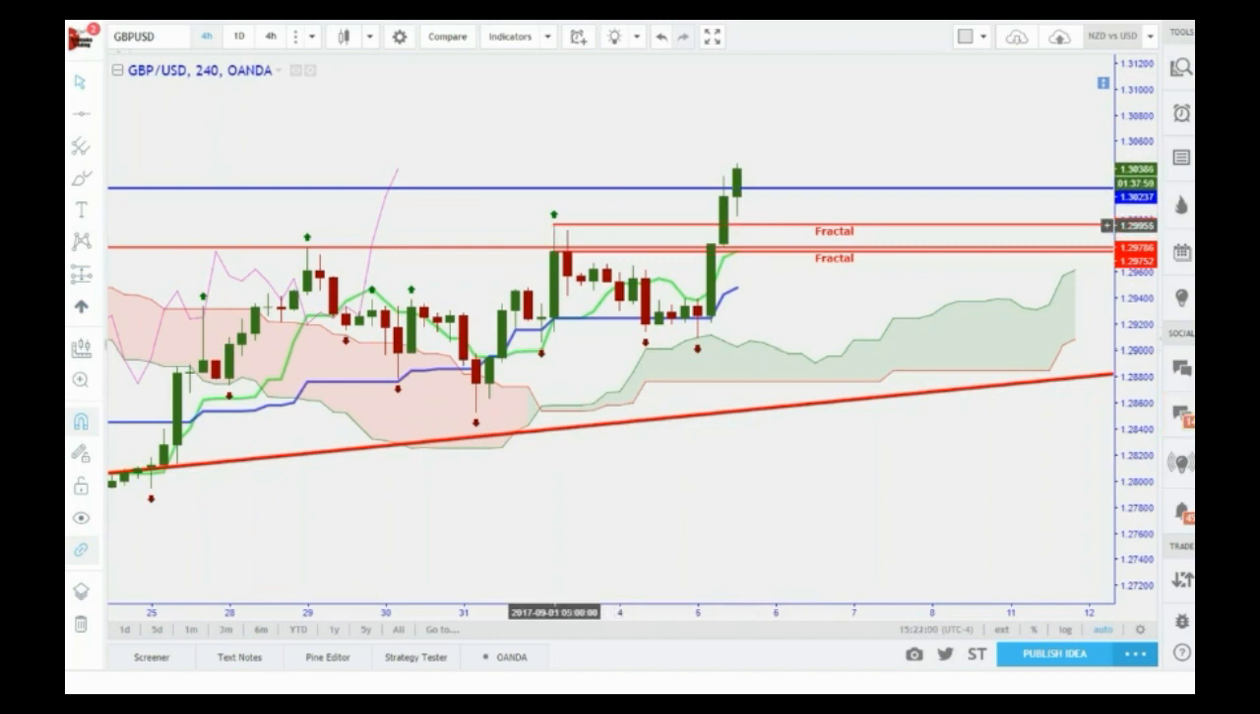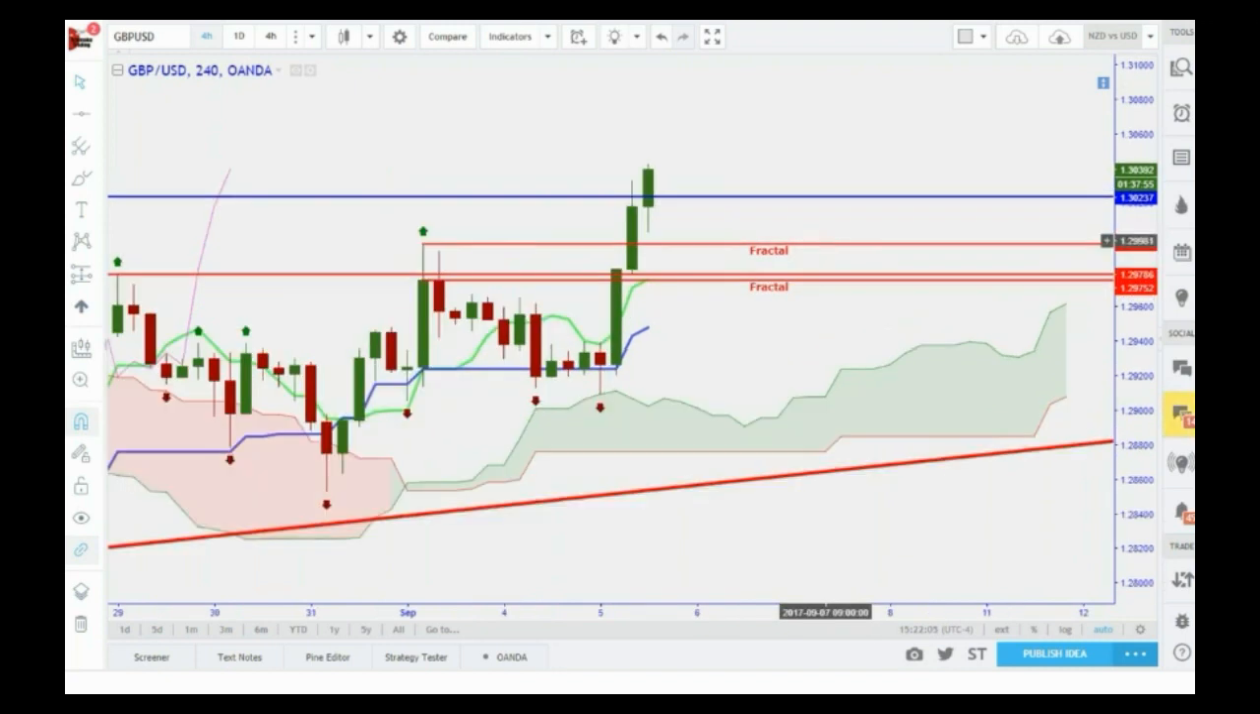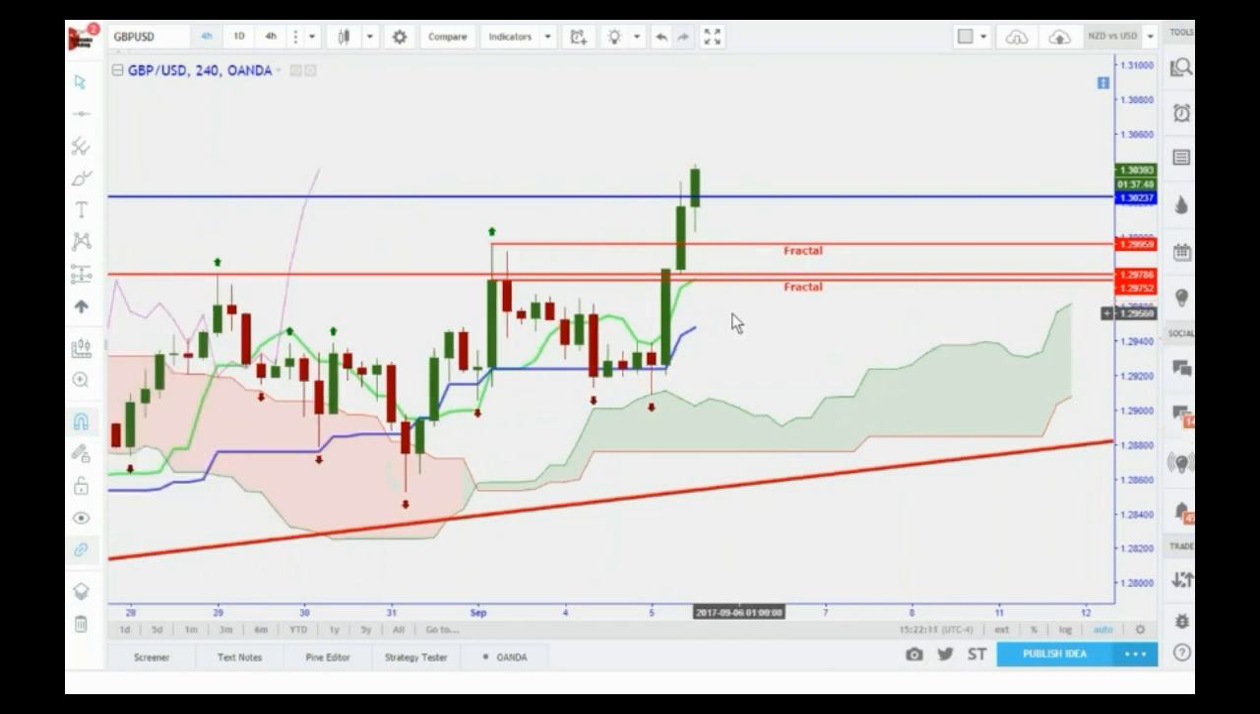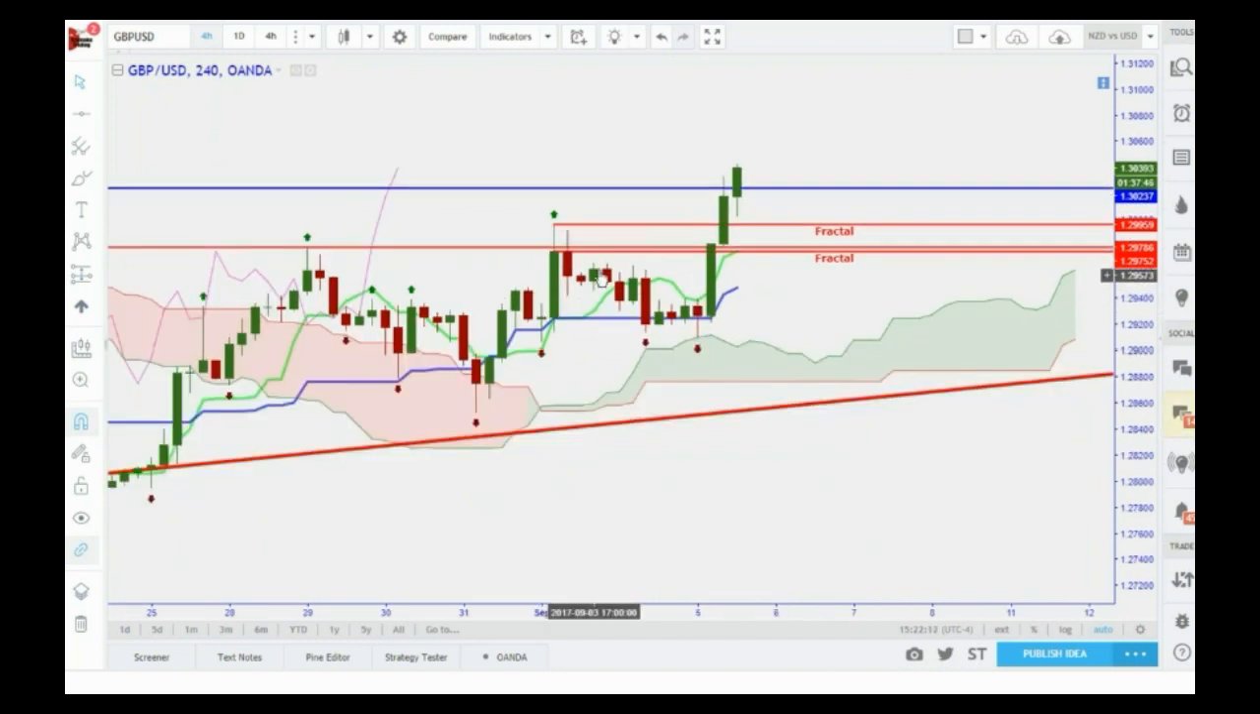Because our level basically is a pullback to here. If it does pull back to this zone, this is a zone. First fractal out, I'll get to that question in a second. This is a zone from this level to this level. So the market could pull all the way back into the zone. So if you're trading, you don't want to have your stop loss anywhere in this area. You want to have your stop loss below this fractal level to start out with. All right. And then you can adjust it.